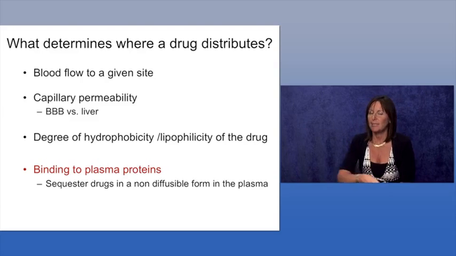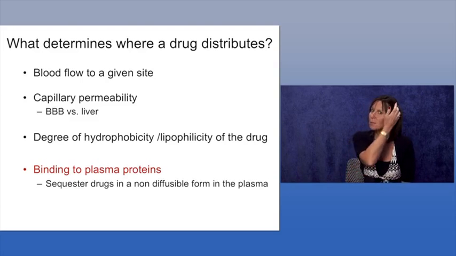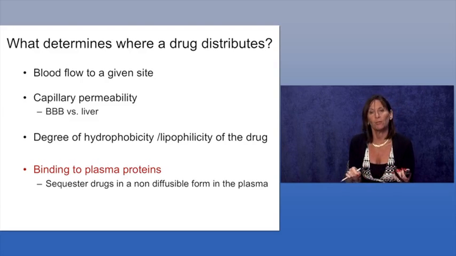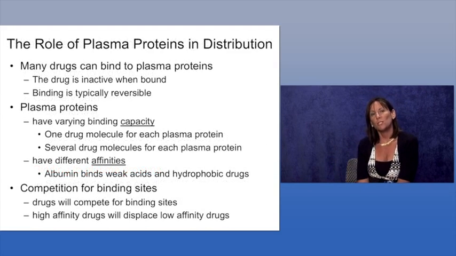Now remember, we said previously that the plasma compartment on average is about 4 liters. So if a drug is highly bound to plasma proteins, well then its distribution is going to be limited to that plasma compartment. So what's the role of plasma proteins? When the drug is bound to the plasma protein, it's inactive, so it limits its potential to have a pharmacodynamic effect. It is important, however, to appreciate that binding to plasma proteins is typically reversible. Also, plasma proteins have varying binding capacity. Now remember, we use this word capacity when talking about specific carrier mechanisms. Capacity is the inherent ability of the molecule, the plasma protein in this example, of actually binding the drug.